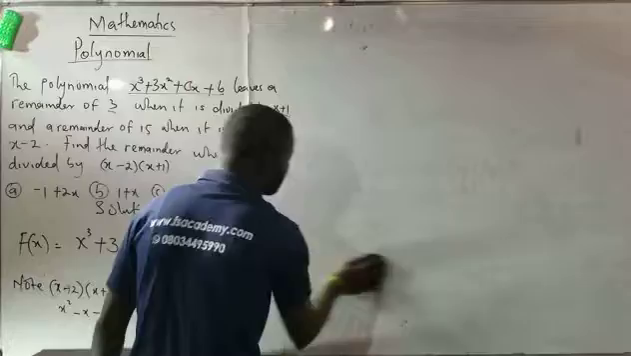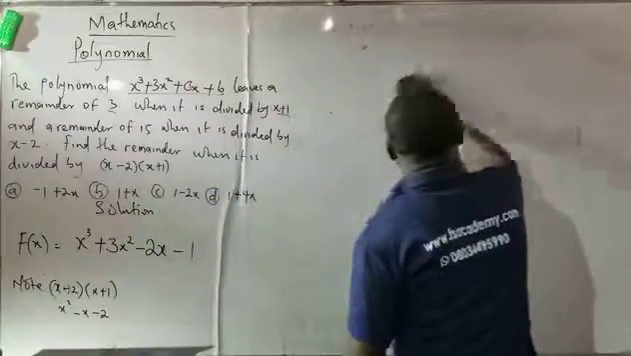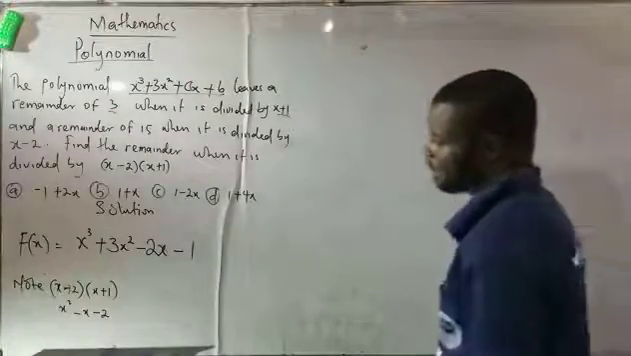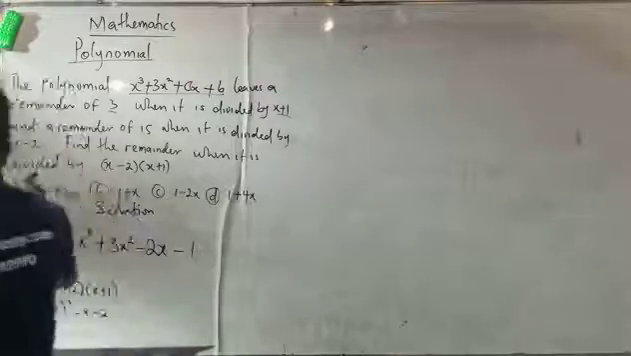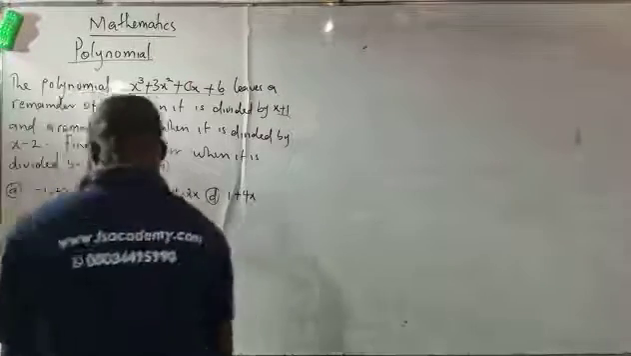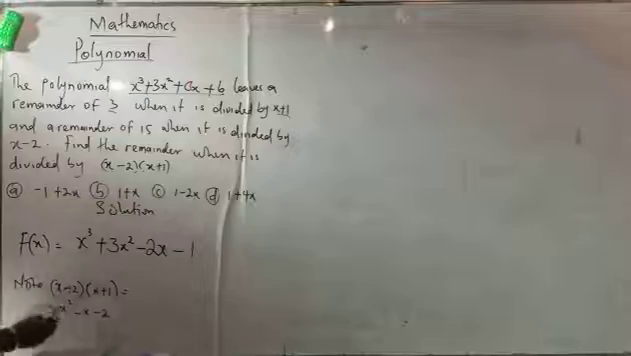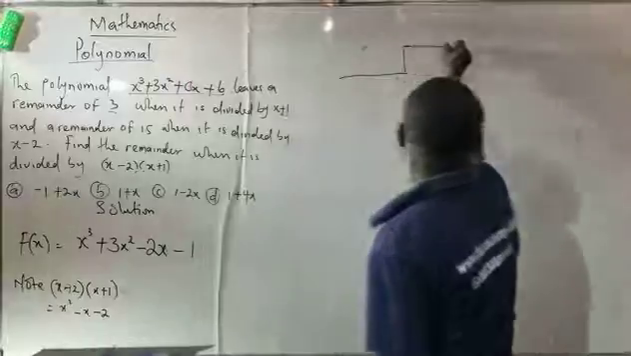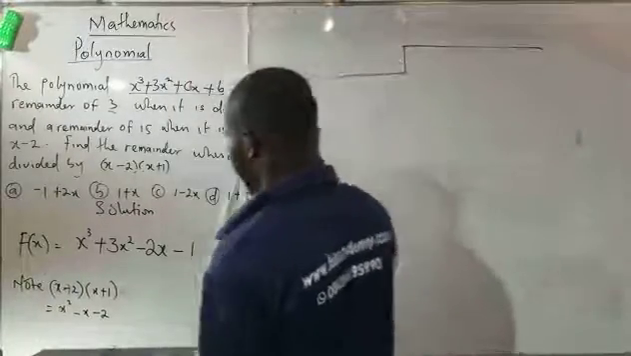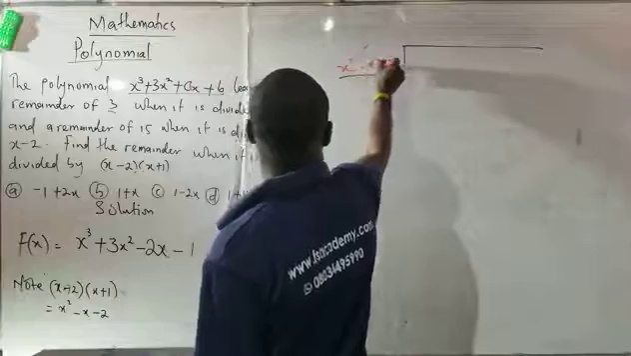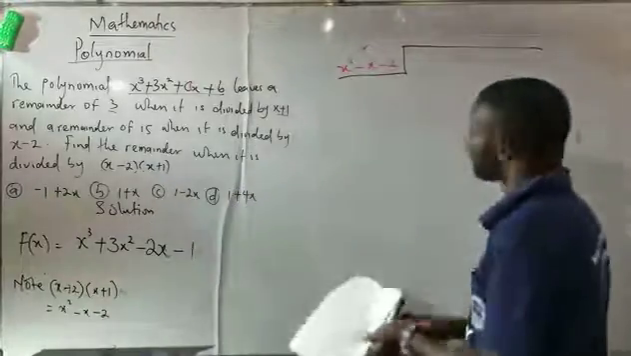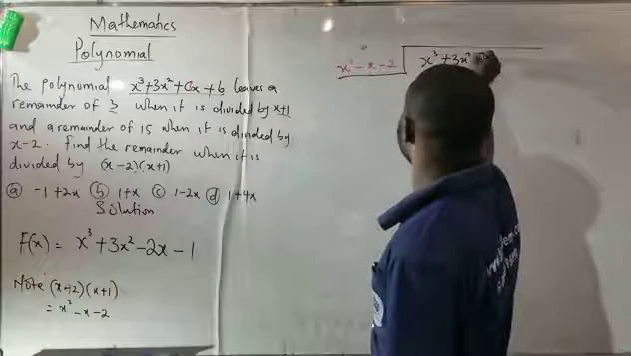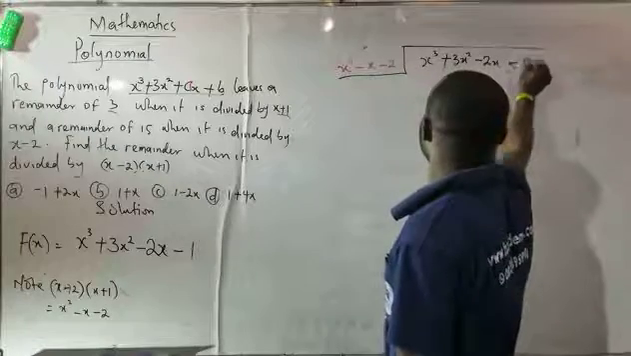I've sorted out my a and my b. Now what I need to work on is to find the remainder when it is divided by this. I've told you that this is equal to this, take note of that. Now I will go to my remainder long division. I will have x squared minus x minus 2 as the divisor, and x cubed plus 3x squared minus 2x minus 1 as the dividend.